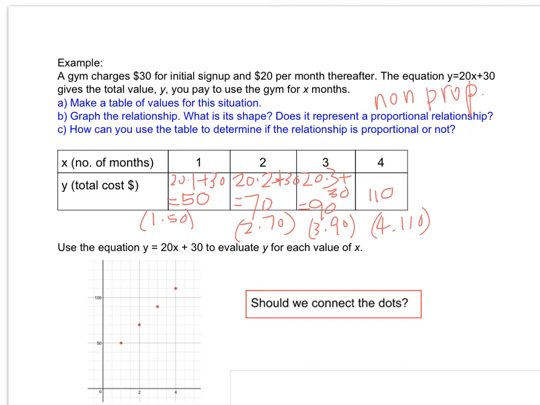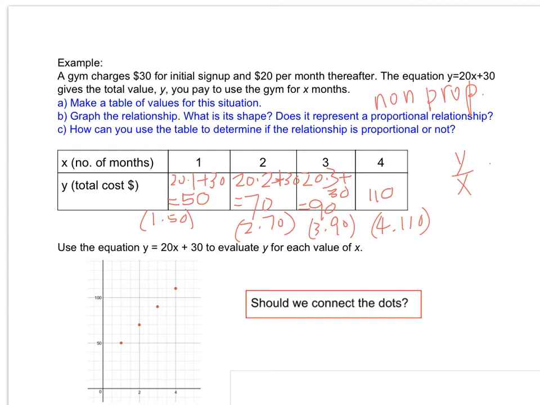And now, how can you use the table to determine if the relationship is proportional or not? Now, without looking at the graph, of course we can use the graph, but without looking at the graph, how can we use the table to make that decision? Again, we can use the y value and the x value. Remember, proportional relationships have equivalent ratios. If we look at y over x, it is always constant, right? What is y over x for the first pair? Y over x is 50 over 1. What about the y over x for the second situation here? It's 70 over 2.